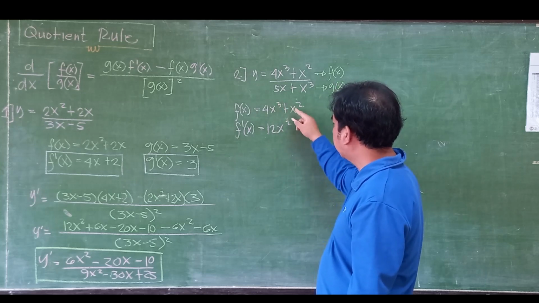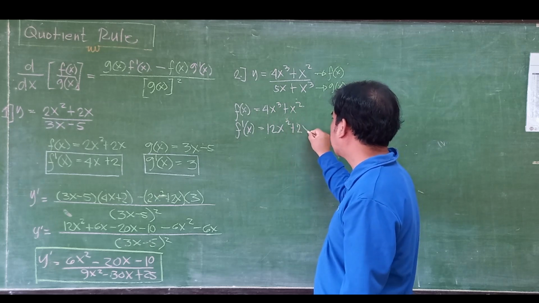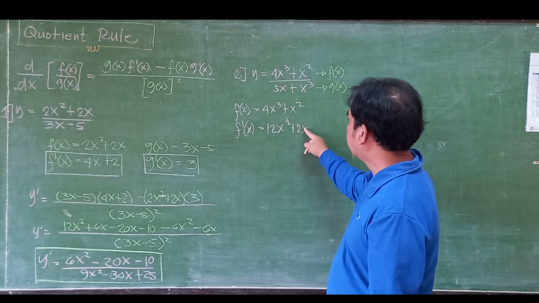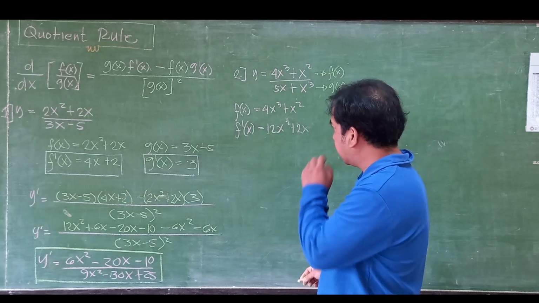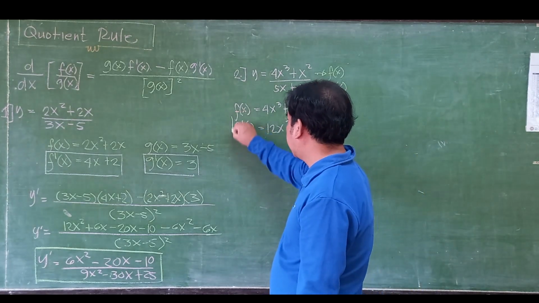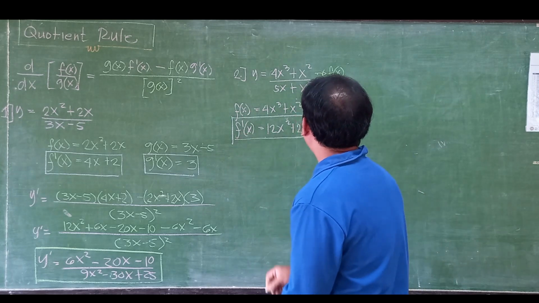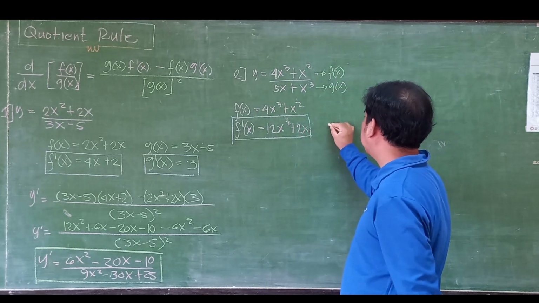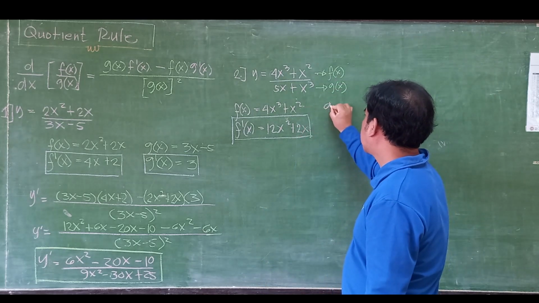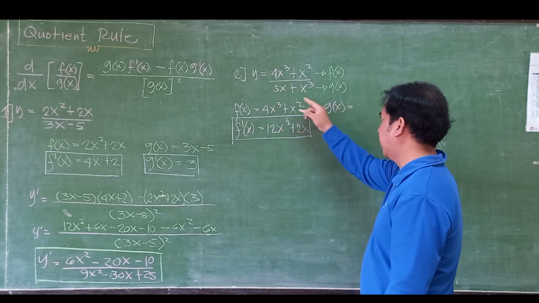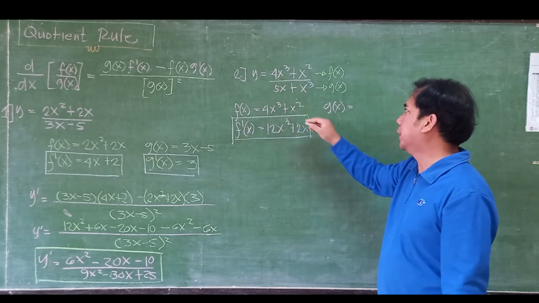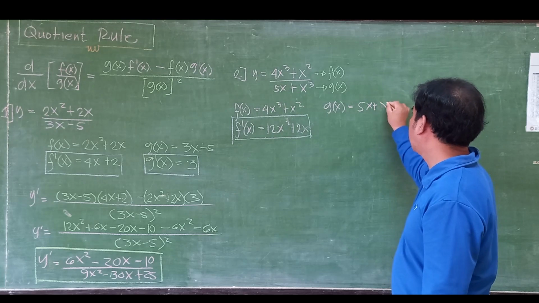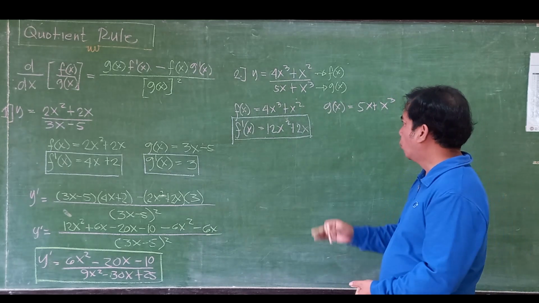Now what about in here? Multiply it in here, that is the same as plus 2x. So 2 minus 1, that is the same as 1, and so that is x raised to 1, or just the same as saying x. Okay, so that is the f prime. Now what about the g of x? So for the g of x, our g of x is our denominator. So our denominator in here is 5x plus x raised to 3. And so we have that one.